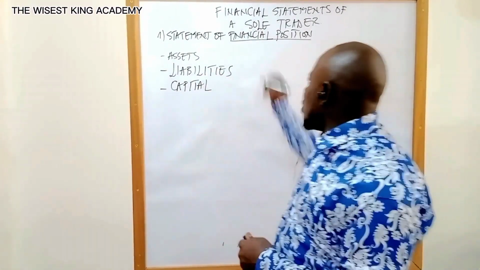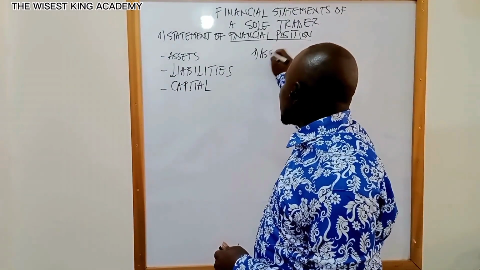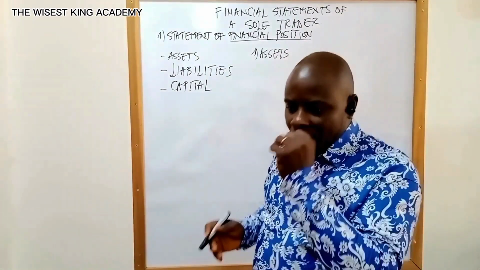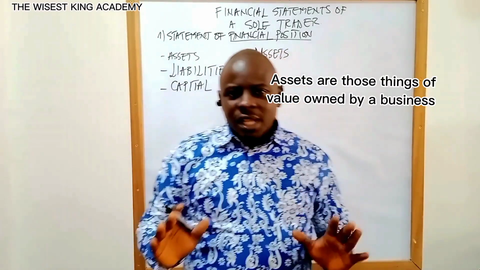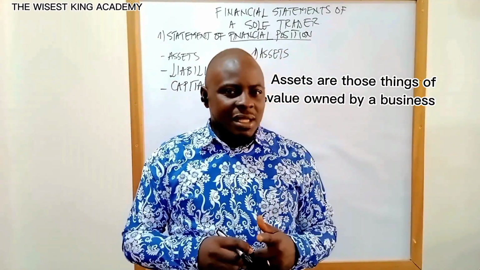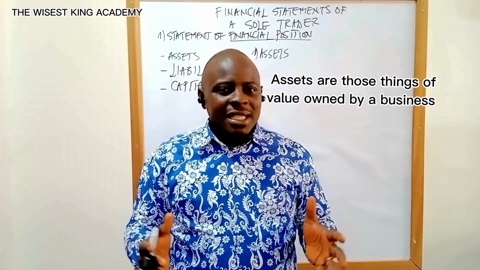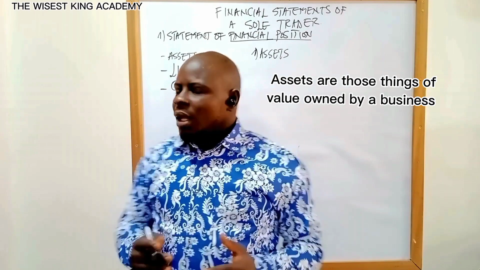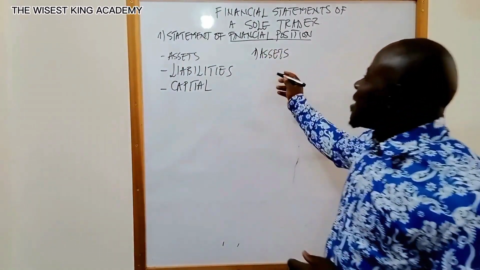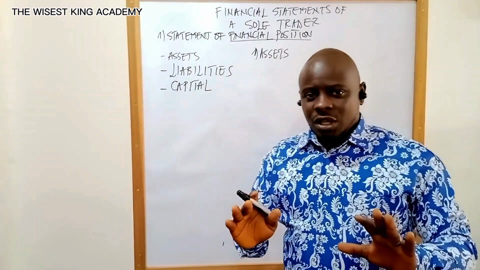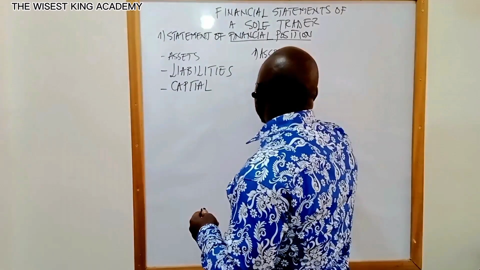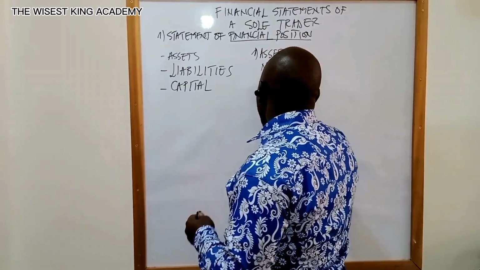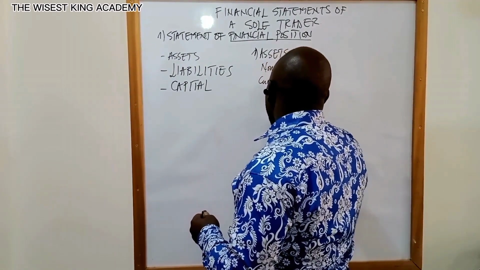So, let's take the first one. Number one, assets. Now, what are assets? Assets are those things of value owned by a business. In other words, assets are the properties of a business. Assets are divided into two broad categories: non-current assets and current assets.